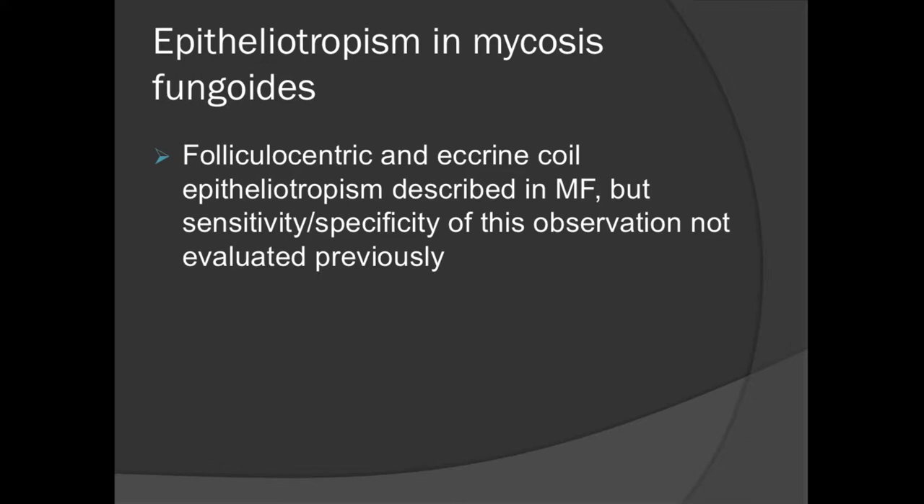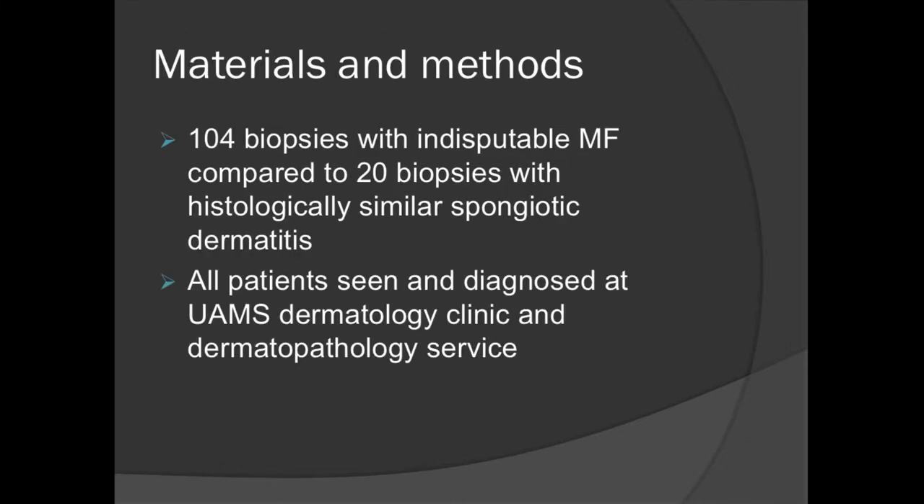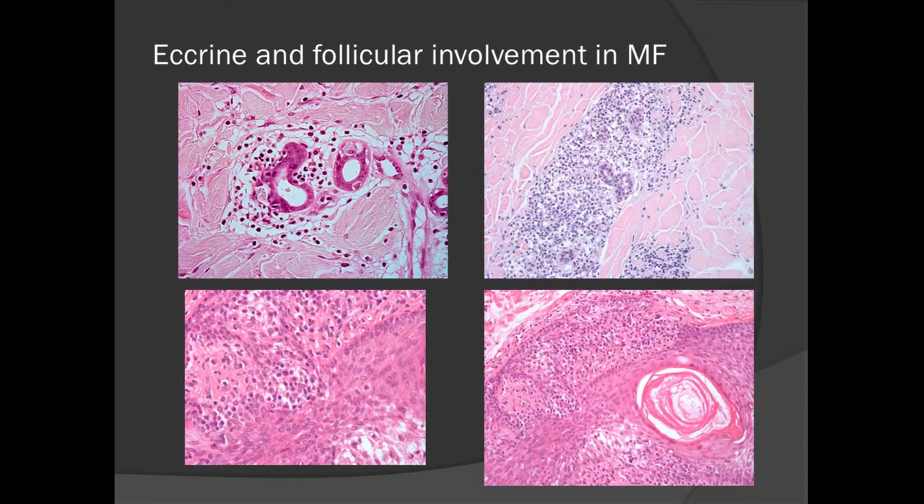What about epitheliotropism? Folliculocentric and eccrine coil tropism by these T cells has been described, but sometimes you see this. So we decided to look, does this stand out as a useful discriminating histologic feature? So we, again, took 104 patients who had absolutely unequivocally MF and 20 people who clearly didn't but had spongiotic dermatitis and were thought to be MF, etc. We were looking for this. Lymphocytes going into the eccrine coils or densely around them or going into and densely around the hair follicles.